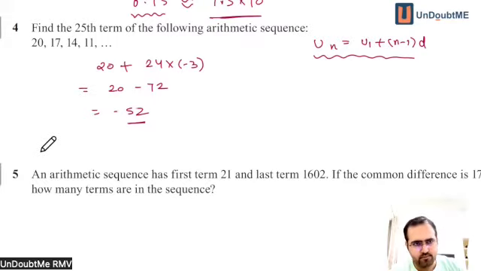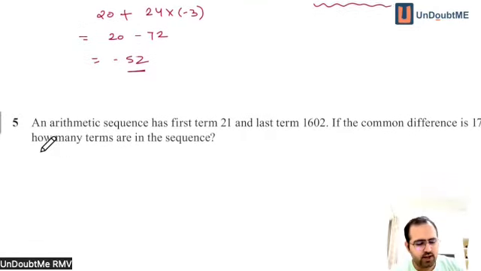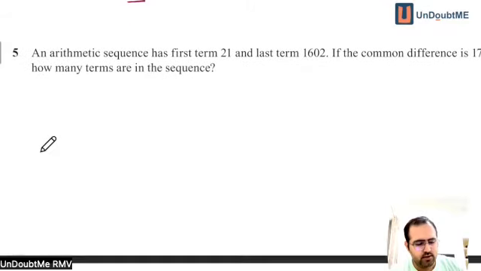Yes, I got it. Okay, everyone, is it done? Yes, sir. In the next question, we can use a calculator. An arithmetic sequence has first term 21 and last term 1602. If the common difference is 17, how many terms are there in the sequence?